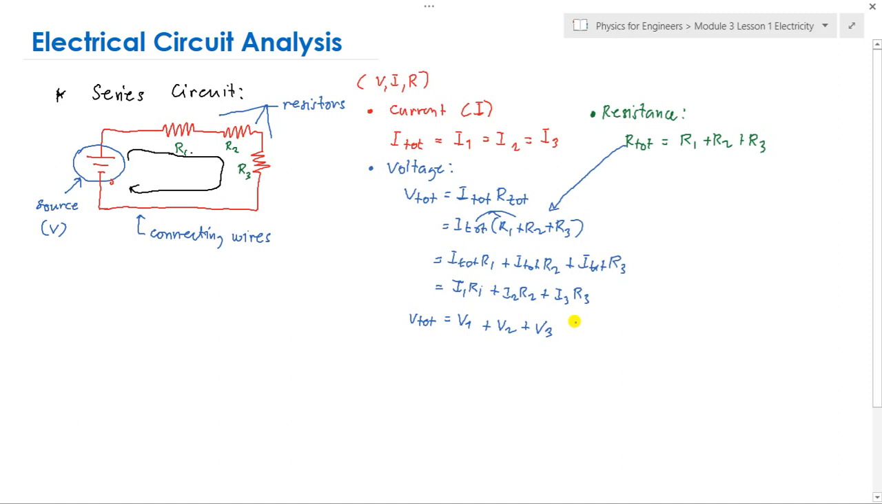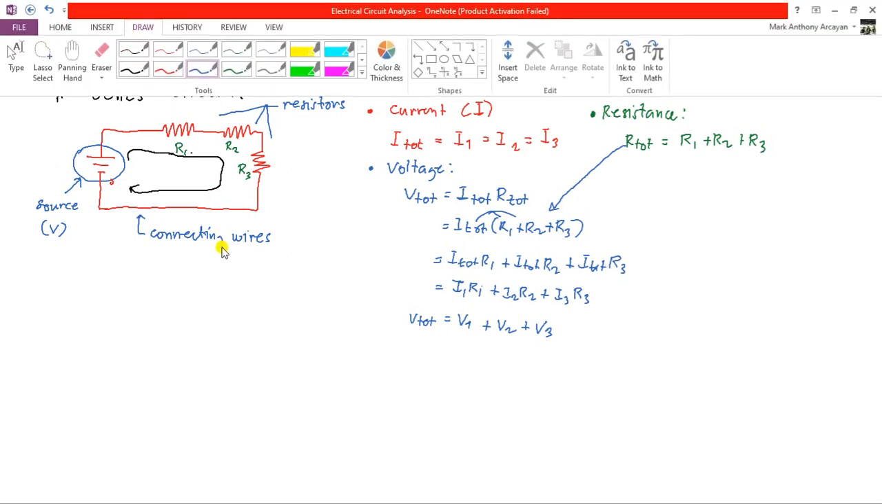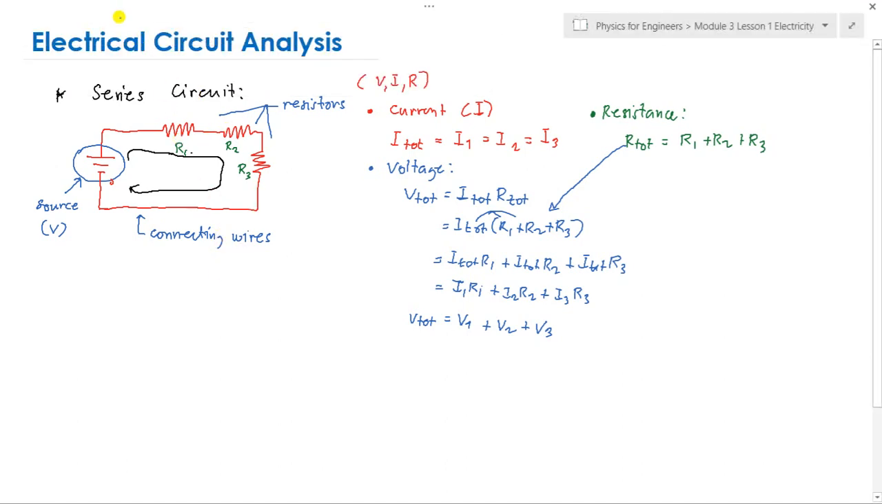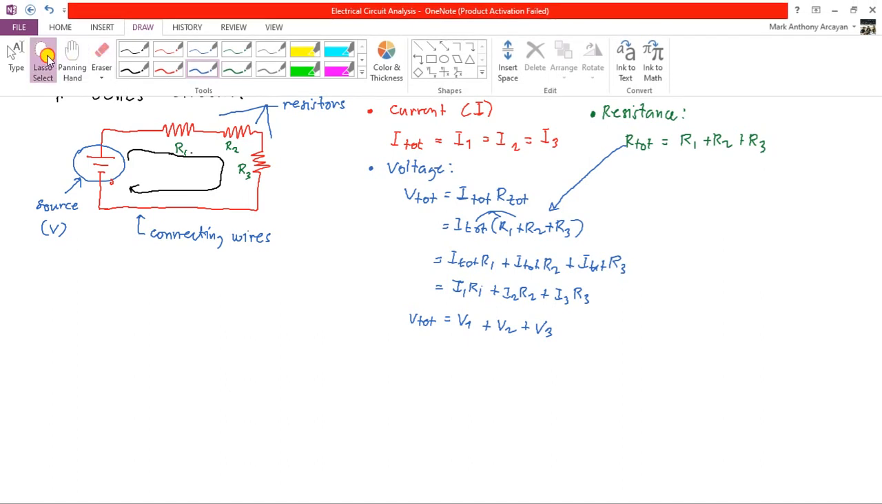So therefore, for a series circuit, the total resistance is just the sum, and the total voltage is also just the sum, but the current is equal for every resistor. So remember these three. This is for the series circuit.